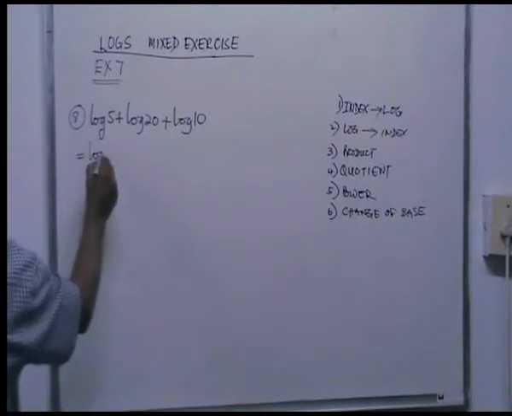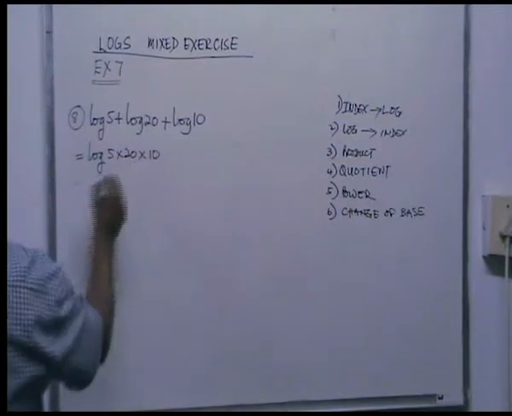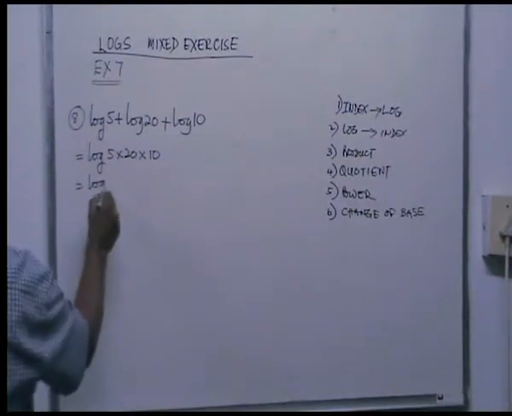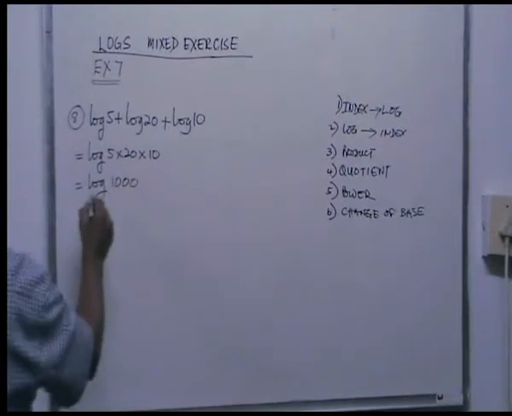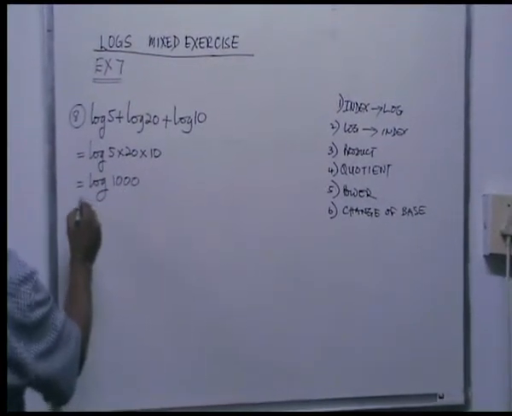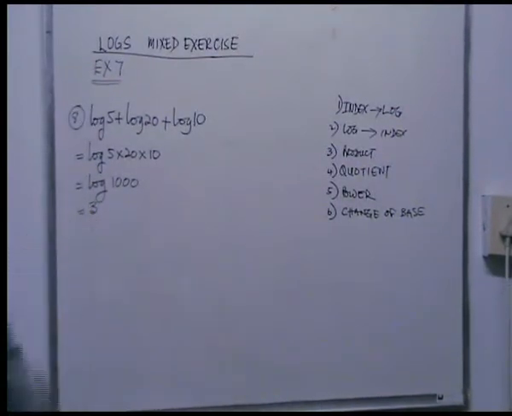So it will be log of 5 times 20 times 10, which becomes log of 5 times 20, 100, times 10 gives you 1000. And then log 1000, you use the calculator, put in log 1000, and it gives you the answer 3. So that's the answer for number 8.